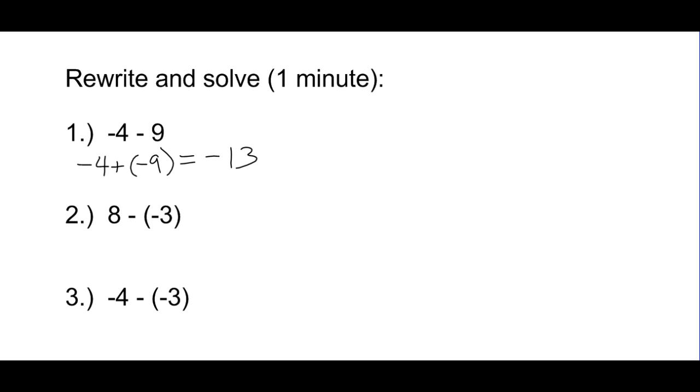When I go to rewrite 8 minus negative 3, the minus sign becomes a plus, the negative becomes positive, and I get 8 plus 3 is 11. So 8 minus negative 3 is equal to 11. For number 3, negative 4 minus negative 3, I change the minus to a plus, the 3 becomes positive. Now I go to my addition rules, and that says I have two numbers of different signs. So I subtract and keep the sign of the larger number.